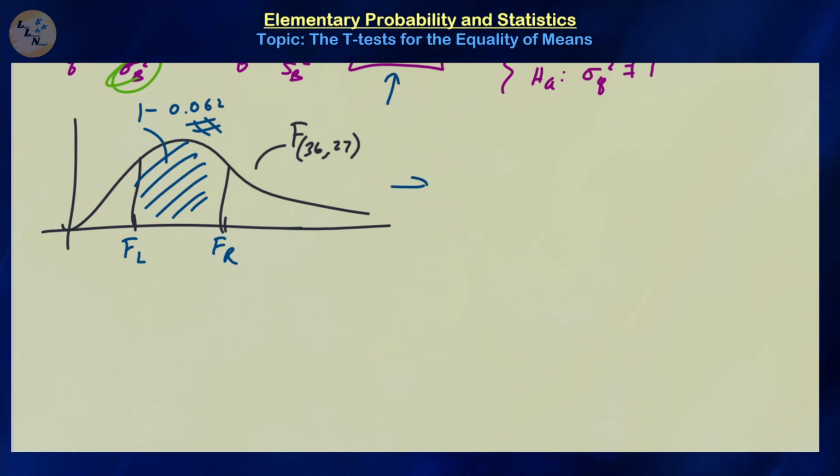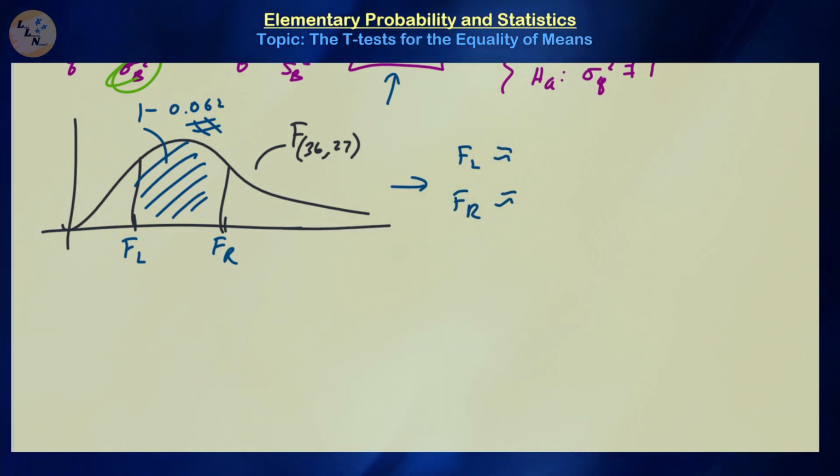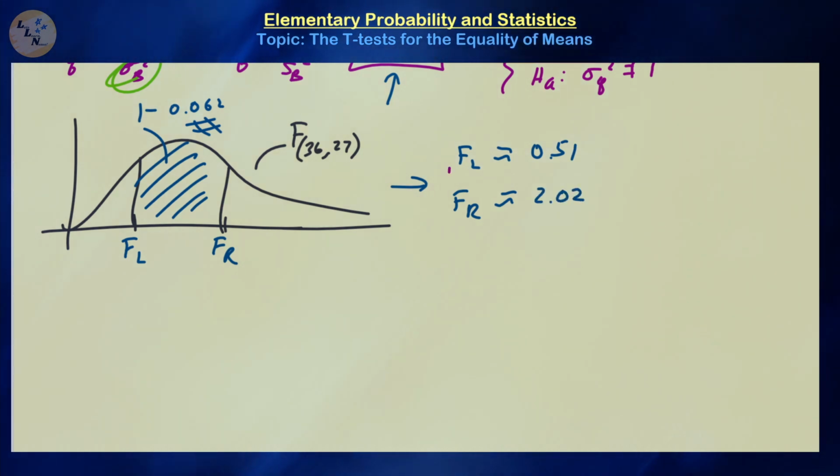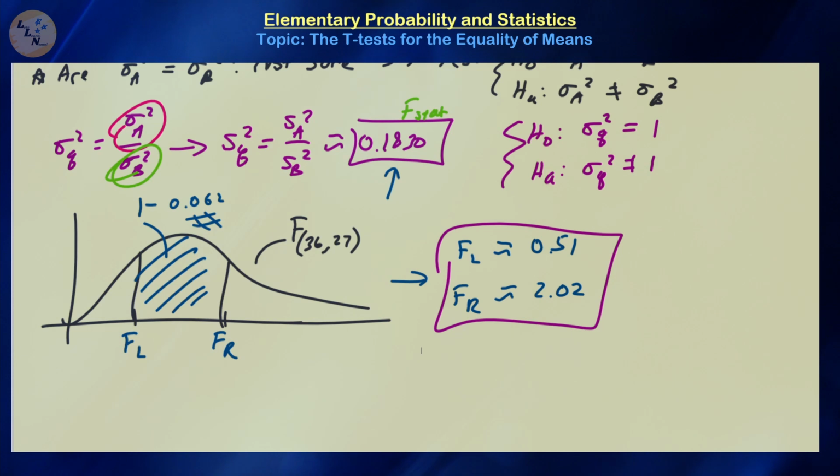So one can find that these critical values, F_L and F_R, are approximately equal to 0.51 and 2.02, right? So we're going to compare our test statistic for F to these, and we clearly see that our test statistic is to the left of the lower one.